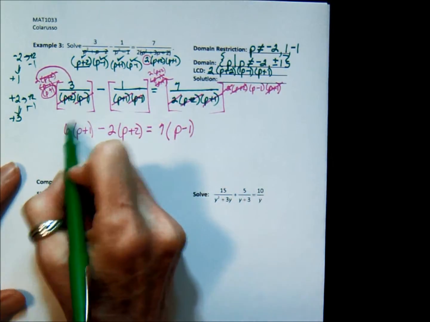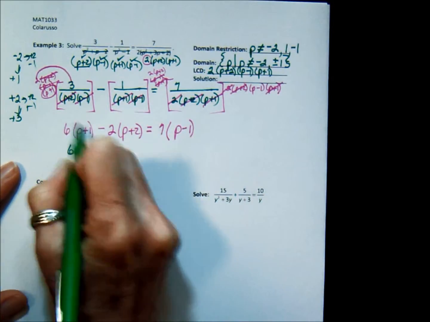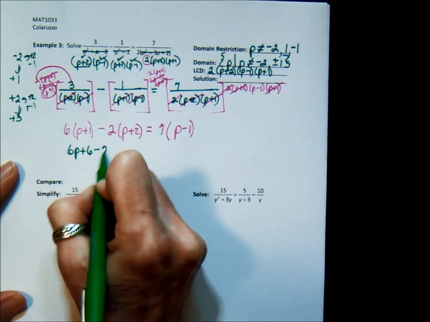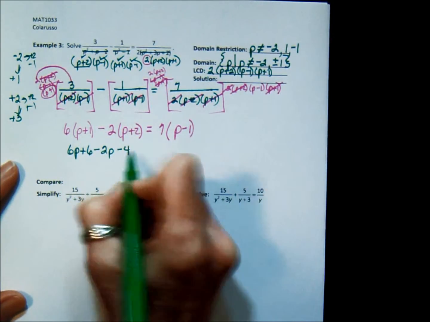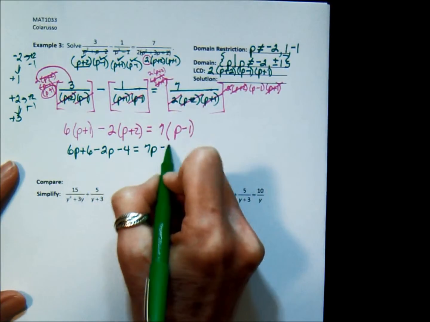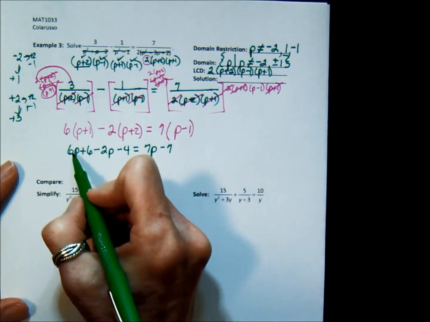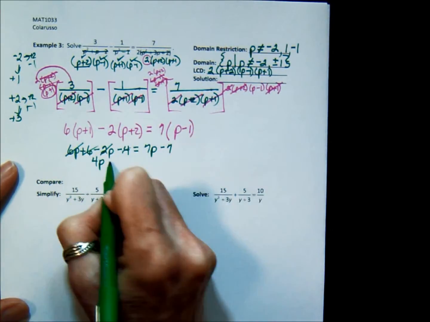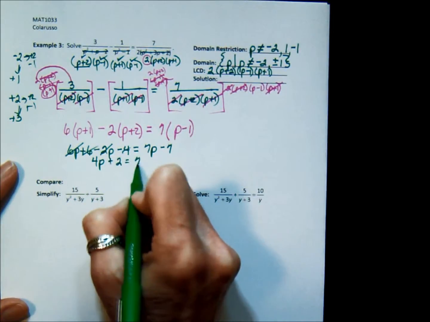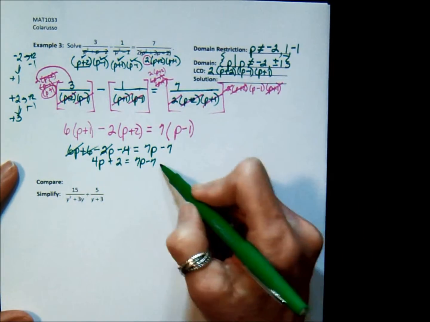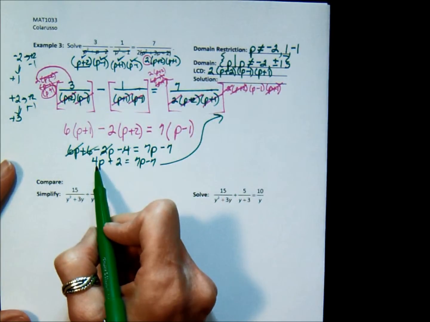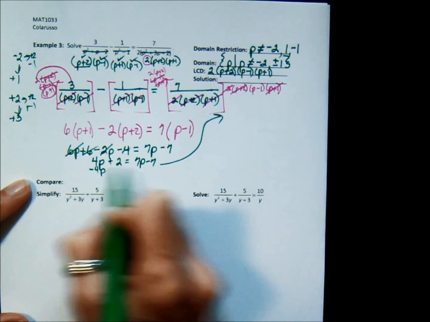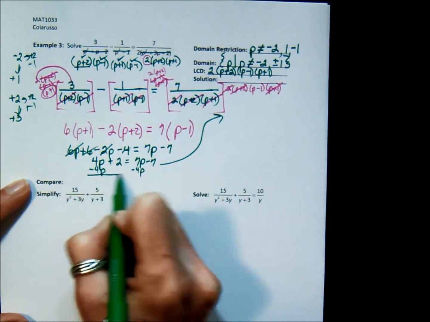So let's go ahead and multiply 6 by distributing: 6p plus 6. Here I'm distributing a negative 2: minus 2p minus 4 equals 7p minus 7. Combine like terms. 6p minus 2p is 4p plus 2 equals 7p minus 7. Once again, it is a linear equation in one variable, so all I need to do is get variables on one side and numbers on the other.